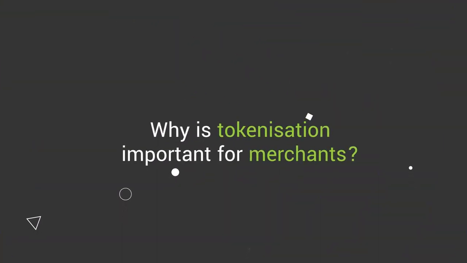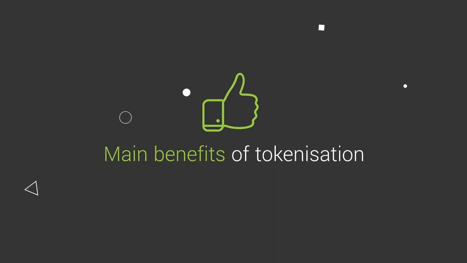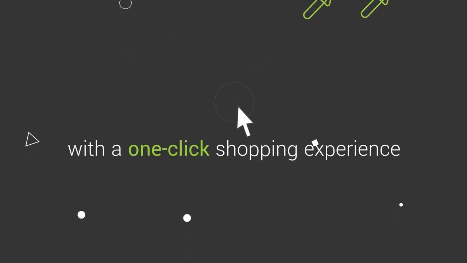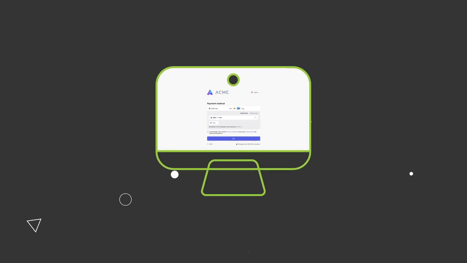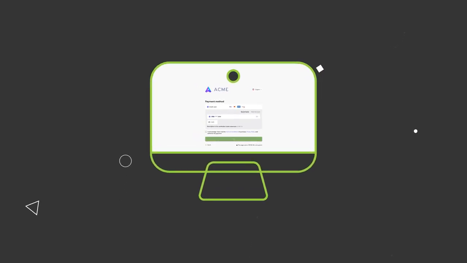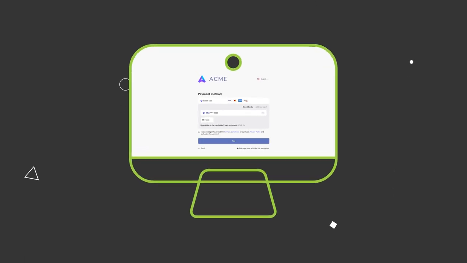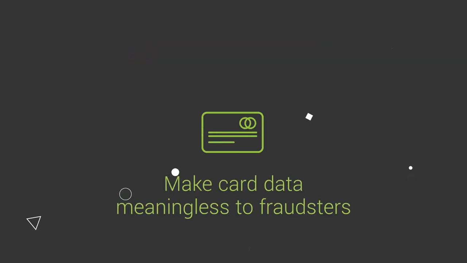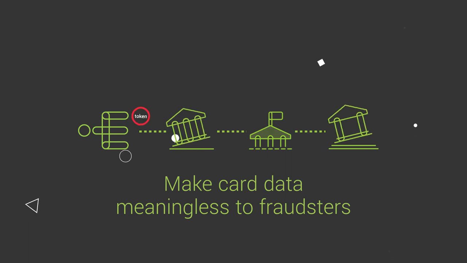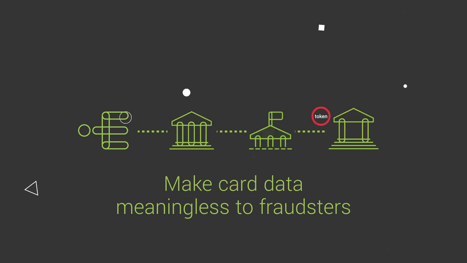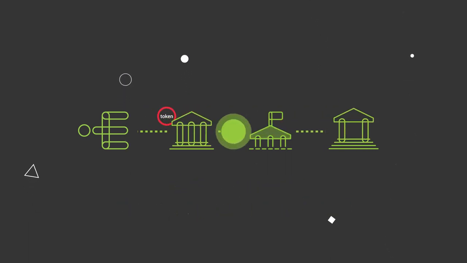Why is tokenization important for merchants? The main benefits of tokenization include: increased conversion rates with a one-click shopping experience. From the second purchase, the cardholder will be able to pay without re-entering all their card details, streamlining their purchase. Make cardholder payment data meaningless to fraudsters by replacing it with tokens that can be securely transmitted between networks.